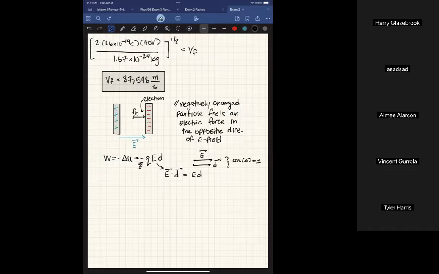We have this negative sign here. In this case, the electric field's pointing this way. Our displacement, though, is pointing the opposite way, and so we get cosine of 180, which is negative 1. So when I write out the work here, this is negative Q and then negative ED. Negative cancels with a negative, and this becomes QED.